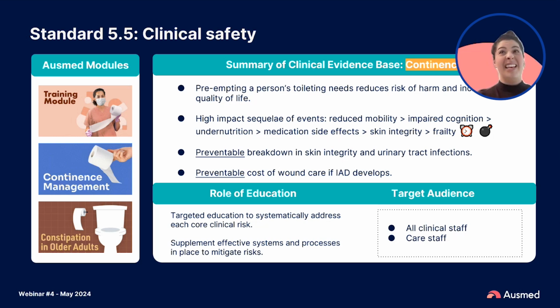So this all begins with good toileting. We can prevent this sequence of events by putting good toileting and good continence assessment and management strategies in place. And again, that starts with education for the right target audience, of course. So investing in education here can reduce your costs of harm elsewhere.